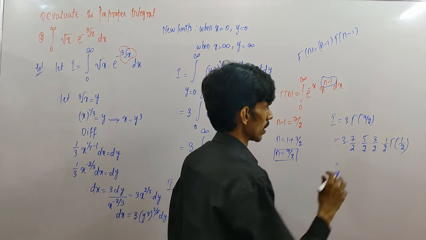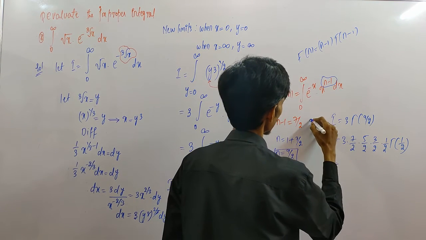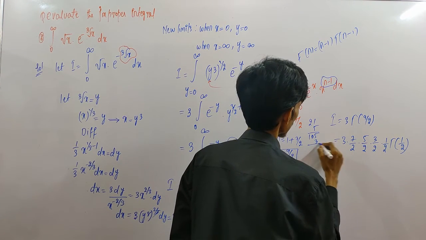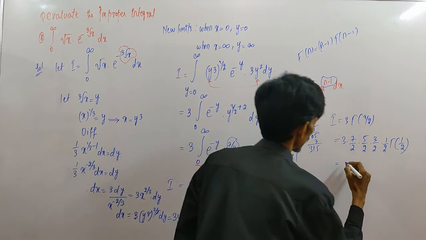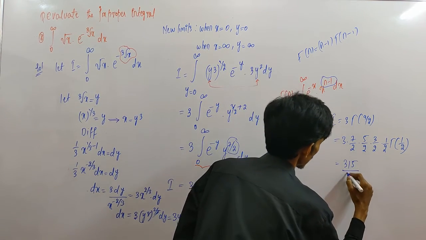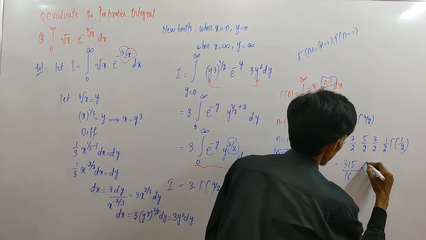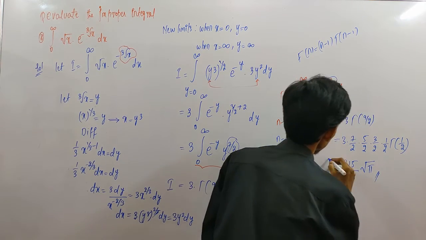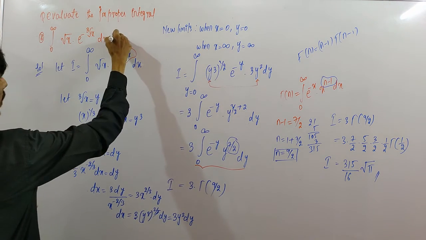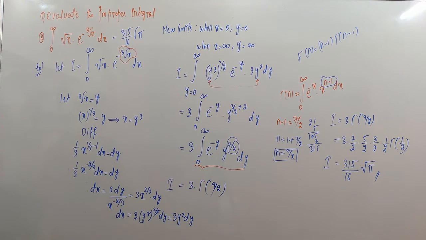Now here we have 3 into 7, that is 21. 21 into 5, 105 into 3. So we have 315 divided by 2 to the 4, 4 to the 8, 8 to the 16. So 315 by 16. Gamma of 1 by 2 is root pi. So the integral value of this function is 315 divided by 16 root pi. This is the answer for this question.